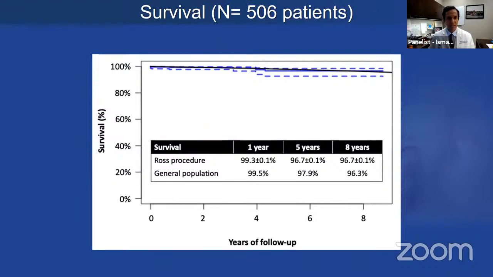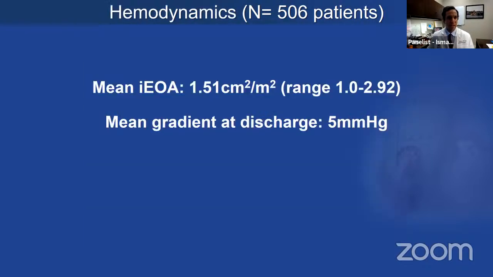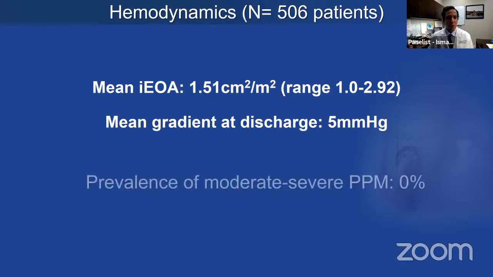Survival up till now is exactly identical to the age-sexed general population. But what is interesting is if you look at hemodynamics, the mean indexed effective orifice area of these patients at discharge is 1.5 square centimeters per square meter, with a range of 1 to 3 square centimeters per square meter. In other words, no patients had either moderate or severe mismatch in this entire series, including some patients that we had to reoperate on because they had a small prosthetic valve and patient prosthesis mismatch, who left the hospital with a mean gradient under 10. The mean gradient at discharge was 5.